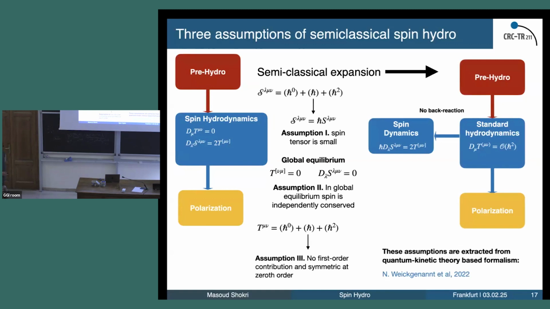It seems very hard with this. You have an h bar squared here? Yes. It's just the assumption that the spin tensor is small. So at the end of the day, the polarization is a small effect.